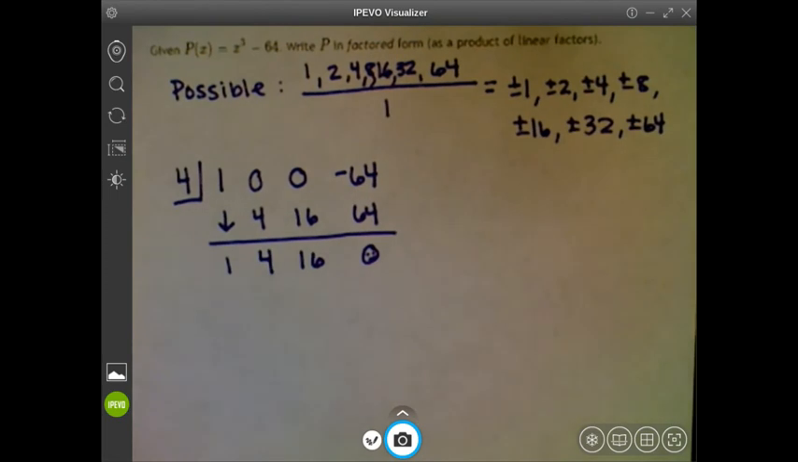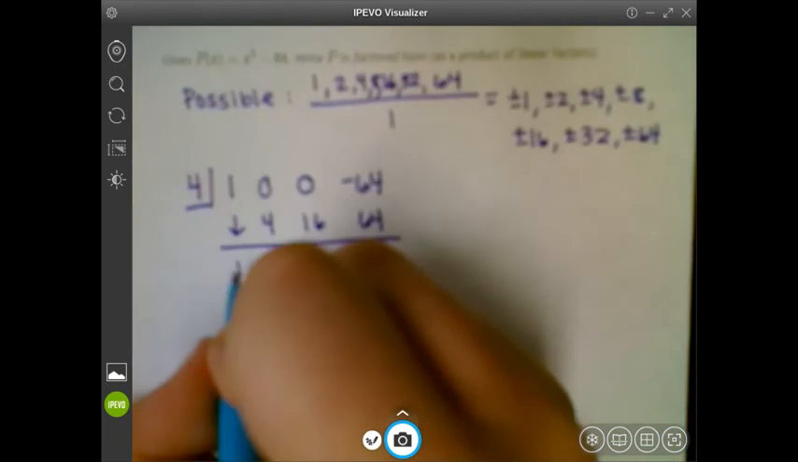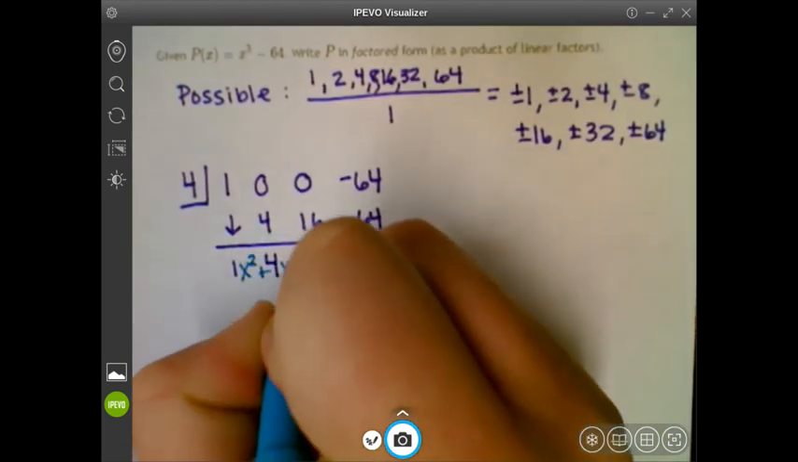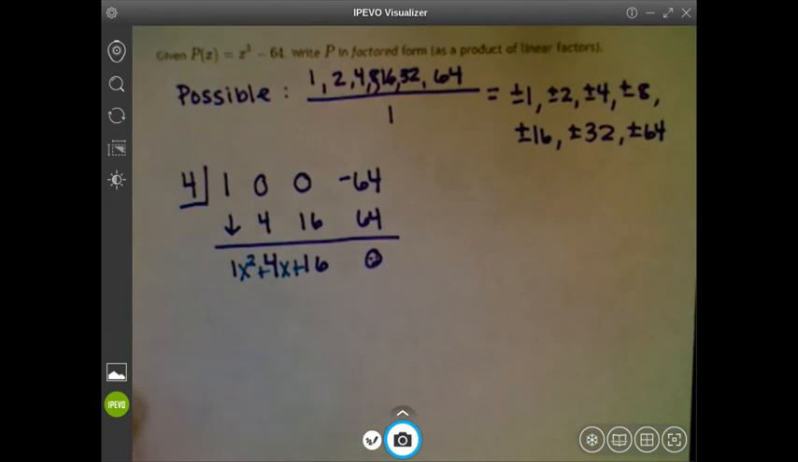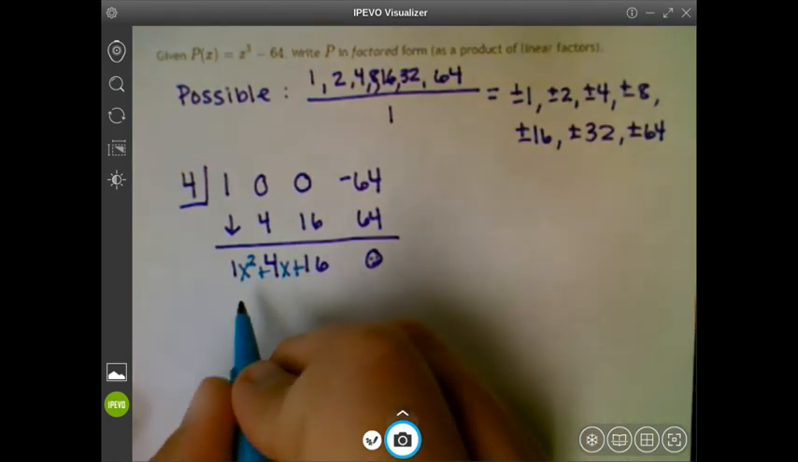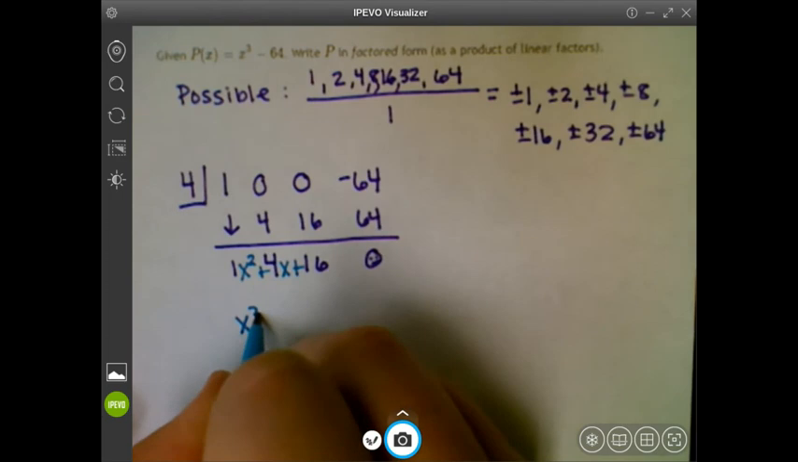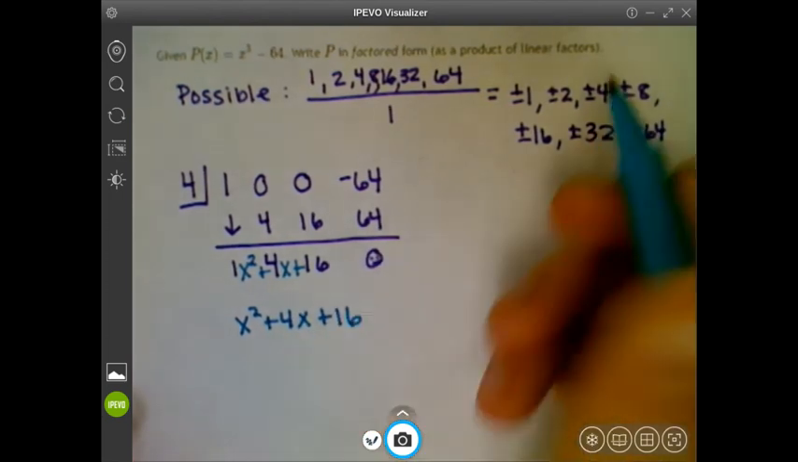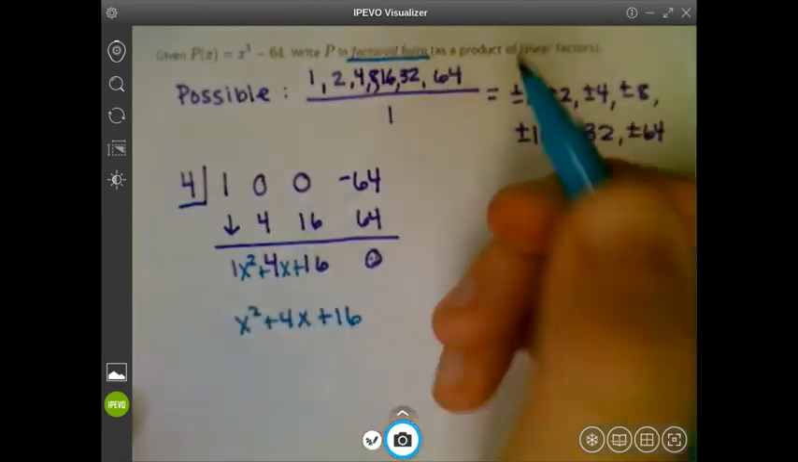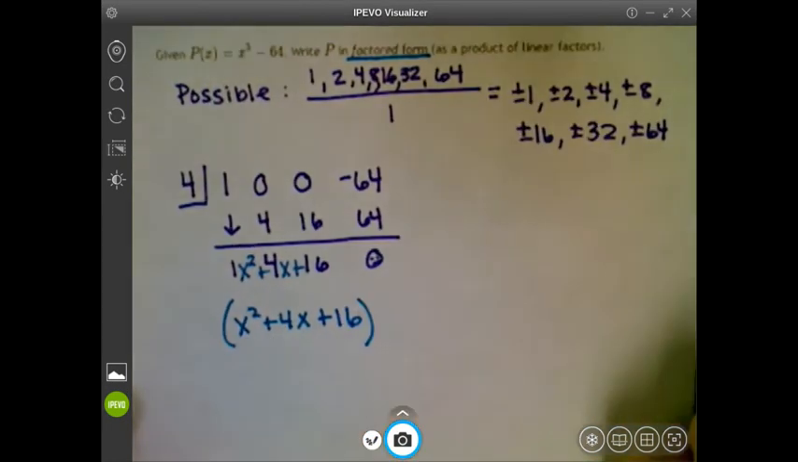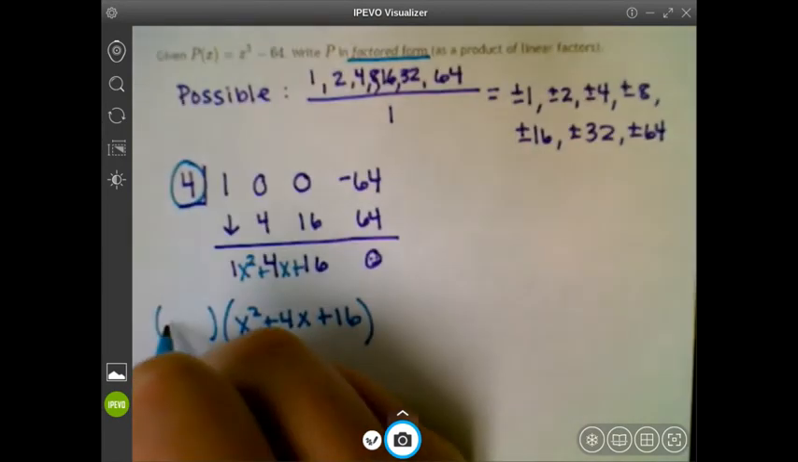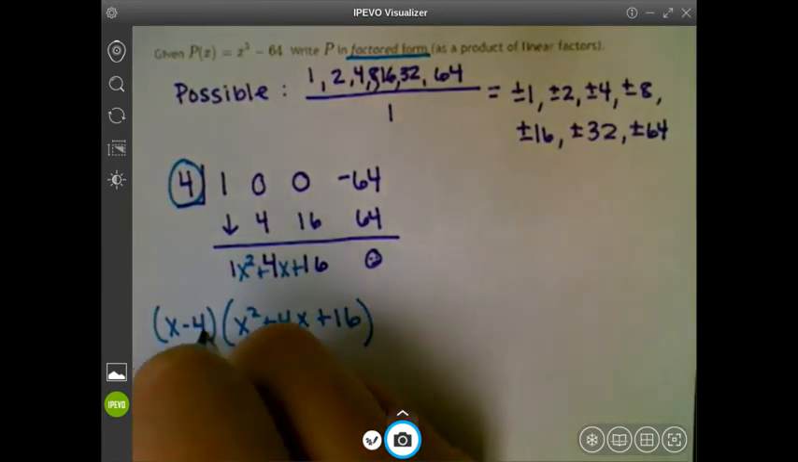All right, and because we had an x squared or x cubed, now we're going to go with x squared plus x and then constant term. All right, so x squared plus 4x plus 16 is what we currently have. So because it says write it in factored form, that's currently a factor. The other factor is from the 0 at 4, so it would have been x minus 4.